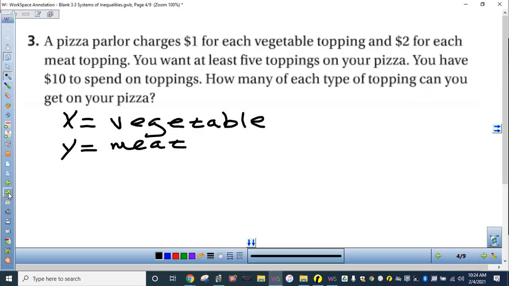Alright, another story problem. Here's what I want you to do. Try to write the two equations. Okay, x is veggie topping, y is meat topping. One equation for money, write dollar signs. There are little shortcuts mentally you can take to these problems so you don't work your brain too hard. Want to make it as easy as possible.